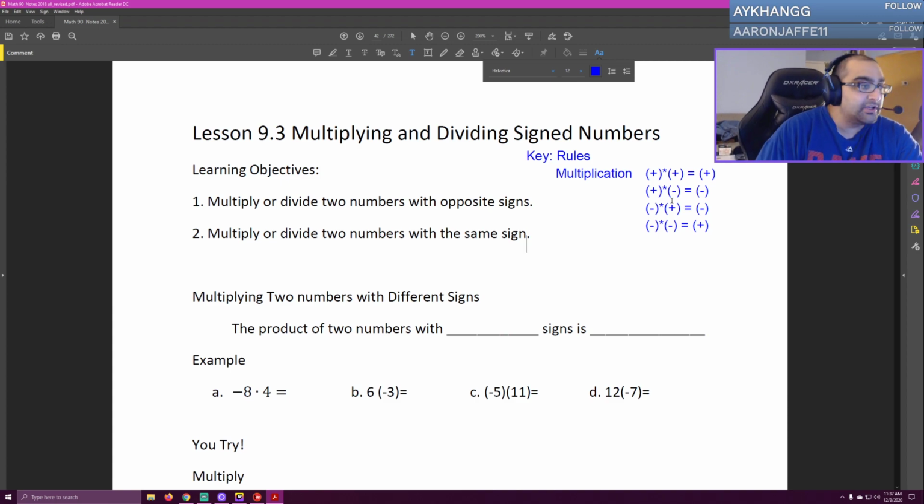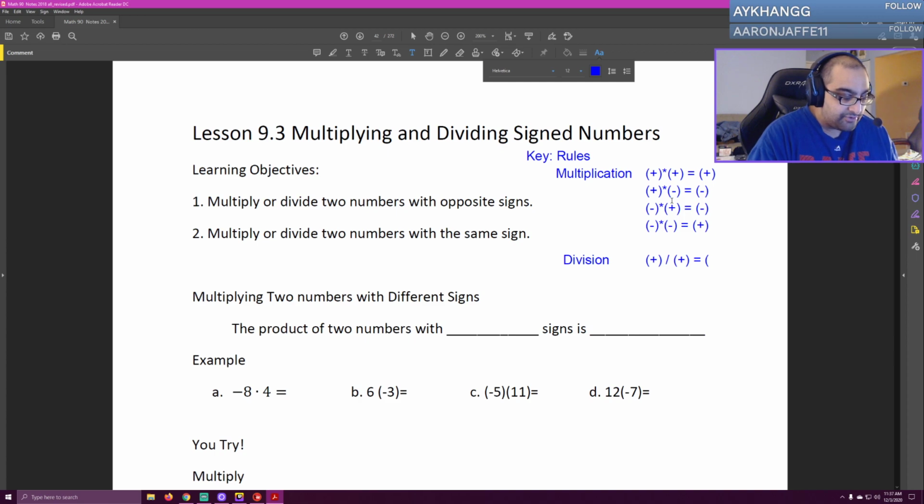Okay, so that's multiplication. Let's talk about the other rule here, which is for division. Here's what's nice about division. Division works pretty much exactly the same way as multiplication. The only difference is the operator we're using, which is division as opposed to multiplication. So if we divide a positive by another positive, our final answer is expected to be, like multiplication, positive.